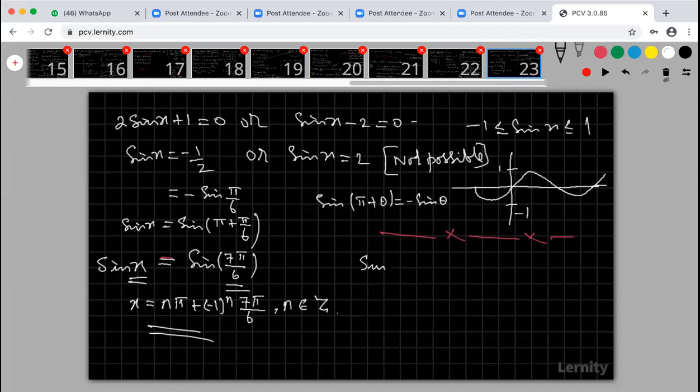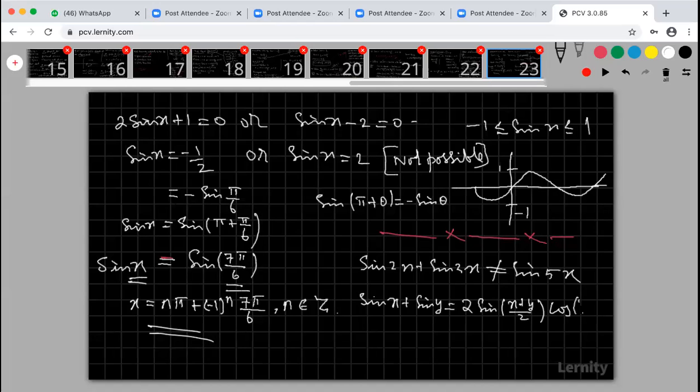Your sine 2x plus sine 3x. You are asking sine 5x. No, please try to understand. We have a formula for that. Sine x plus sine y is equal to 2 sine of (x plus y) by 2 cos of (x minus y) by 2. Please, all of you study the identities. This is an identity. How to add these two sine values? Don't simply add these 2x and 3x.